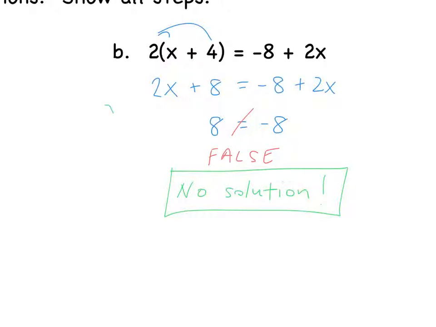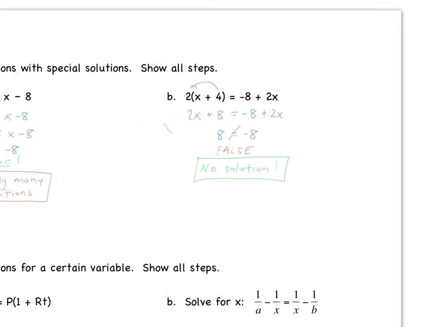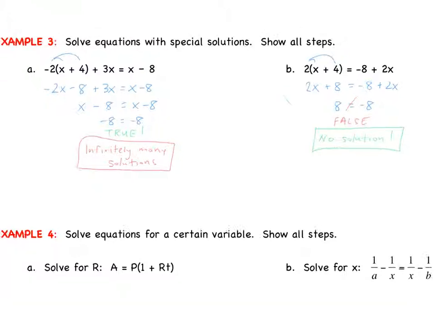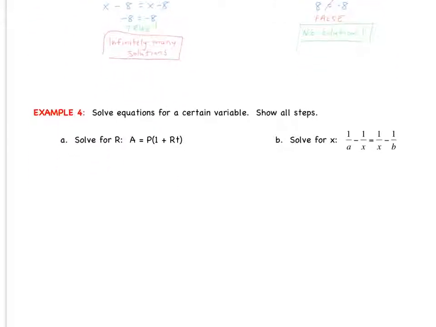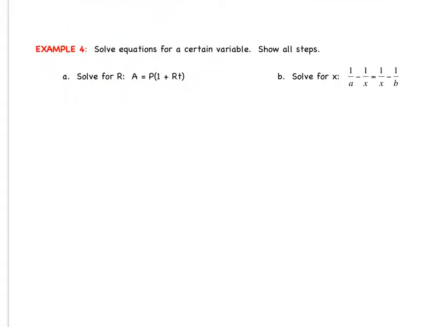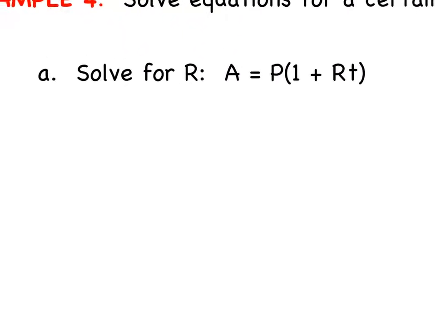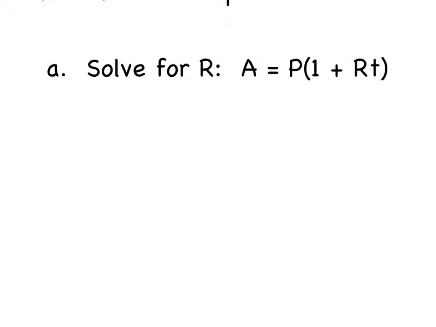All right, so our final goal is going to be solving equations for a certain variable. You guys did this last year, but sometimes we struggle with these types of equations, because there aren't necessarily numbers. So let's go ahead and zoom in at part A, solve for R. Identify what variable we want by itself.